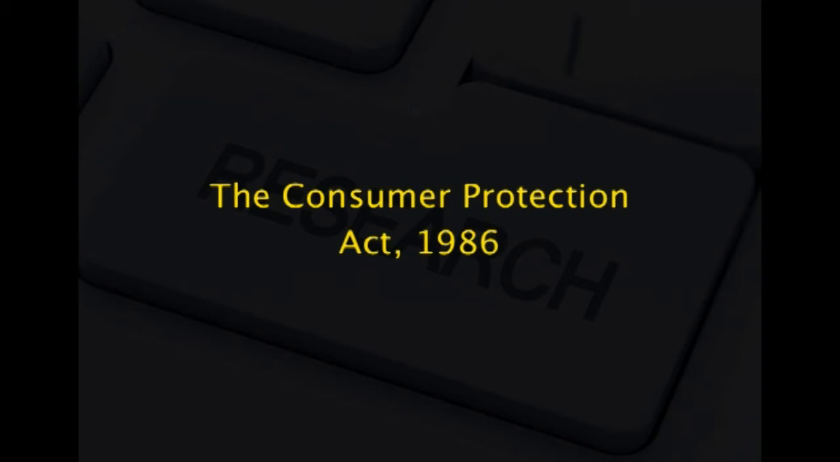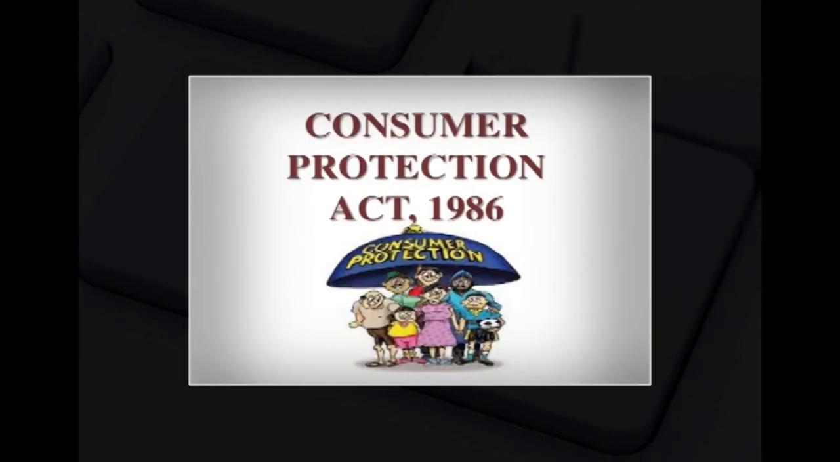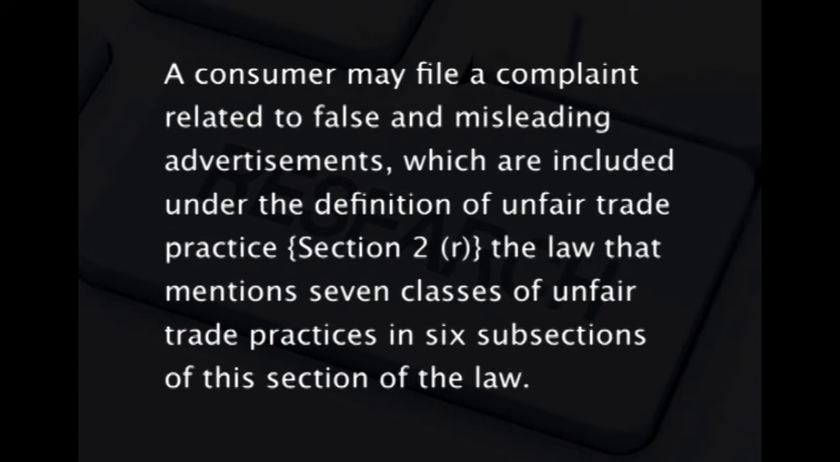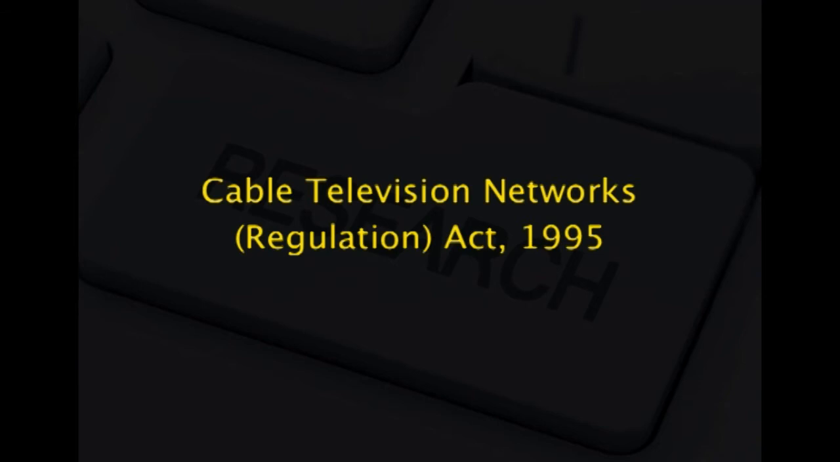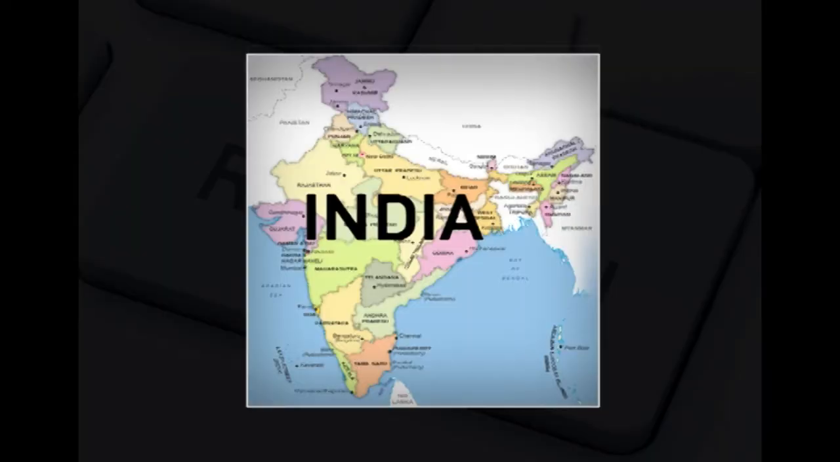Third act is the Consumer Protection Act 1986. This act applies to advertisements for all products in the marketplace. A consumer may file a complaint related to false and misleading advertisements which are included under the definition of unfair trade practice. Section 2R is the law that mentions 7 classes of unfair trade practices in 6 subsections of this section of the law. The next act is Cable Television Networks Regulation Act 1995. This law lays down the procedure for registration of a cable television network and also regulates the programs and advertisements transmitted on cable network in India.